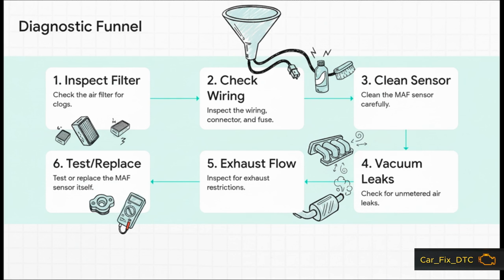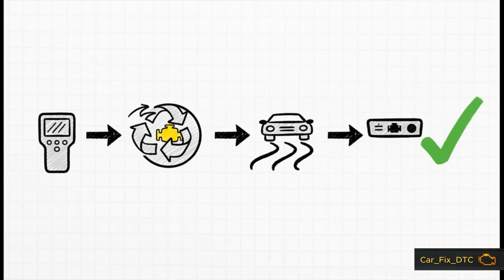If you're still stuck, move on to 4, checking for vacuum leaks. Then 5, look for exhaust restrictions. And only after all that, as a last resort, do you get to step 6, test or replace the MAF sensor. And one last thing, and this is super important.